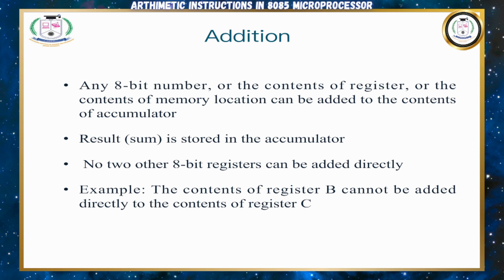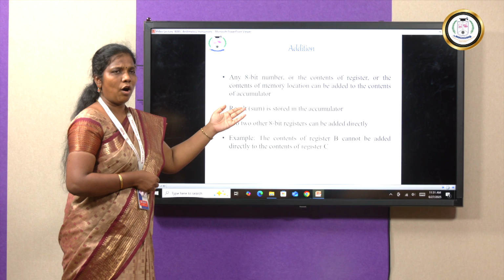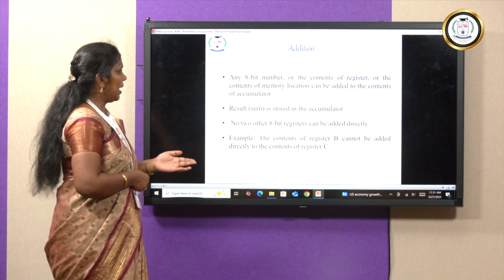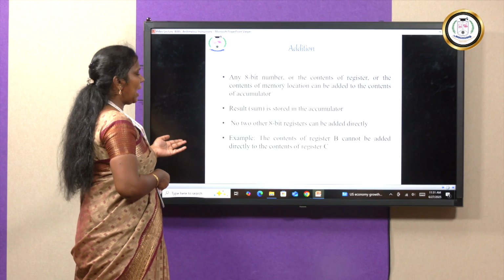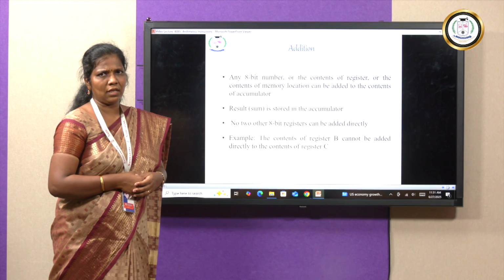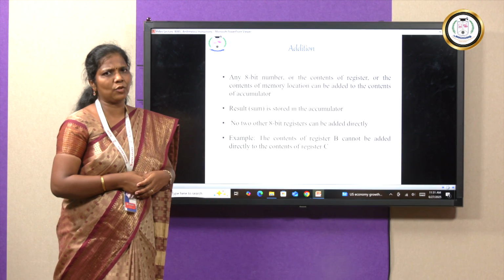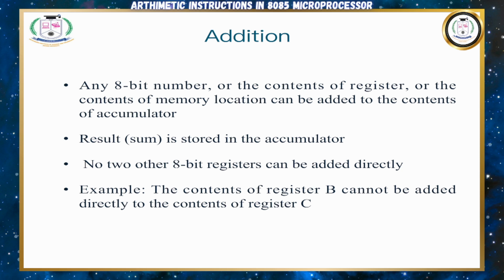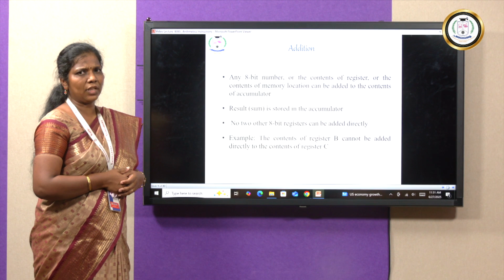So we all know what is an addition process. Here addition means 8-bit data of the register or the memory or any other register pair can be added with the content of the accumulator, and the result is stored in the accumulator. So here the flag register is being altered, and the two 8-bit data which is being added, the result is being stored in the accumulator.